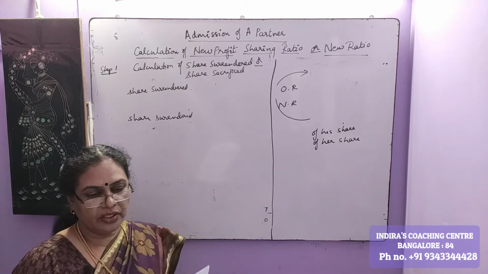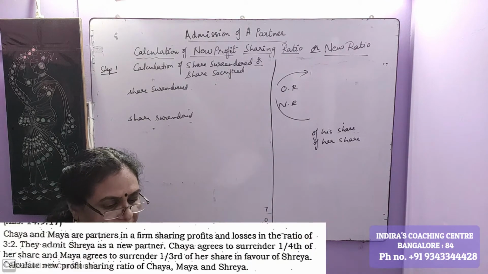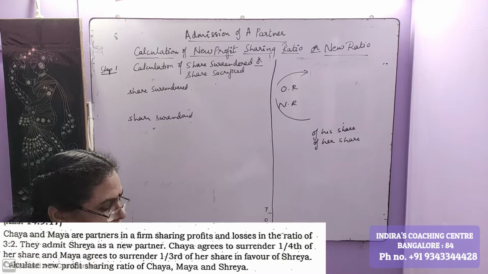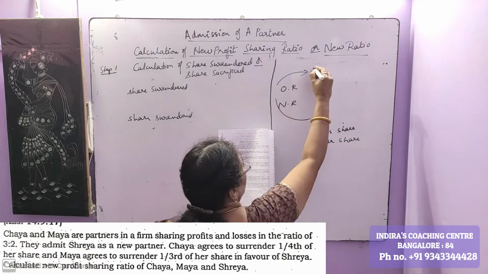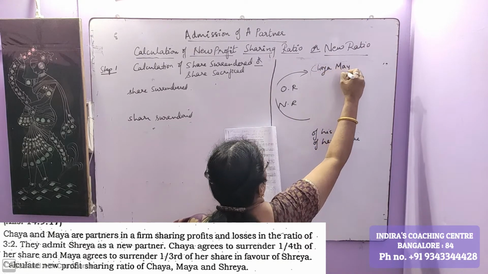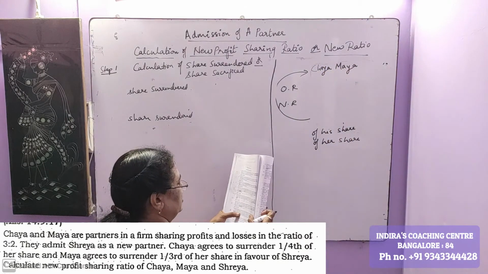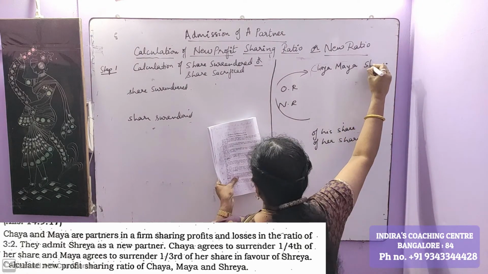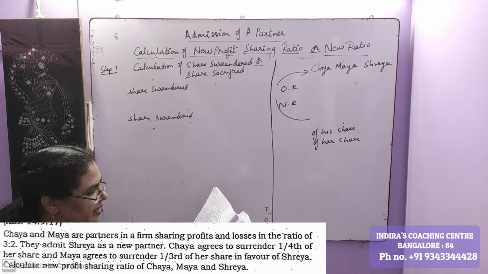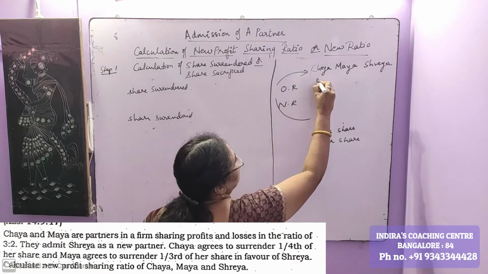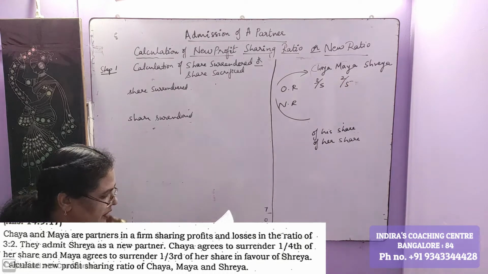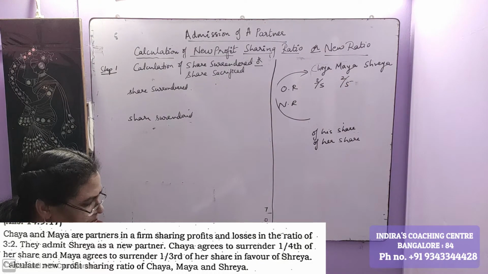Take up the next question. Chaya and Maya are partners in a firm sharing profits and losses in the ratio of 3:2. The third partner there is Shreya. The old ratio is given as 3:2, so that means it is 3 by 5 and 2 by 5. The new ratio is not given.